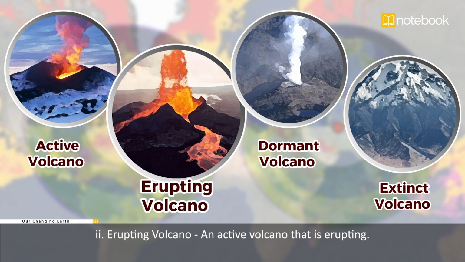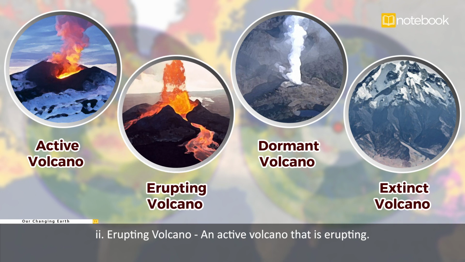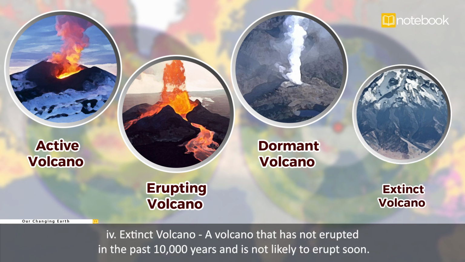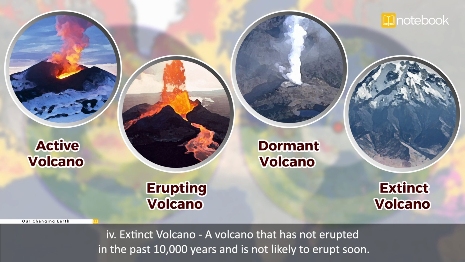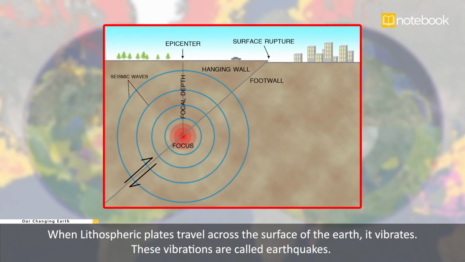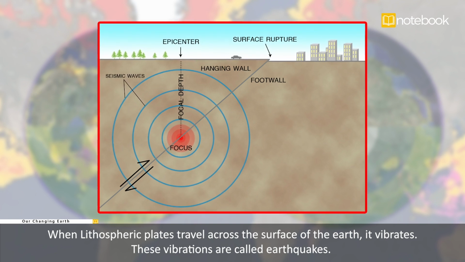2. Erupting volcano. An active volcano that is erupting. 3. Dormant volcano. A volcano that is not presently erupting but due to erupt. 4. Extinct volcano. A volcano that has not erupted in the past 10,000 years and is not likely to erupt soon.